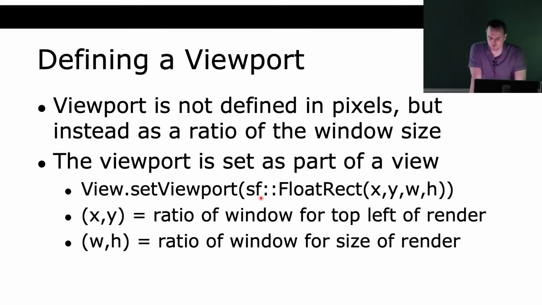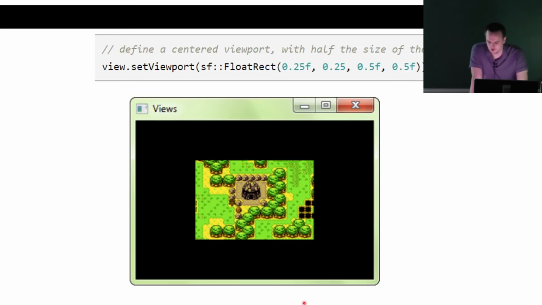So you set the viewport as a FloatRect: x, y, width, and height. X, y is the ratio of the window for the top left of where the rendering is going to start. And then width, height is the ratio of the size of your render. So here's an example of this. I'll go to the pen. So this up here says FloatRect 0.25, 0.25.